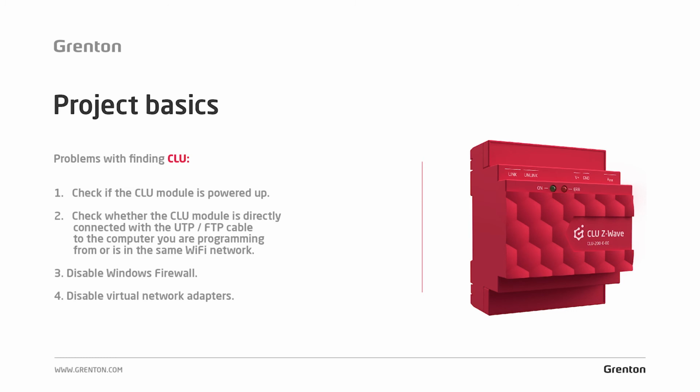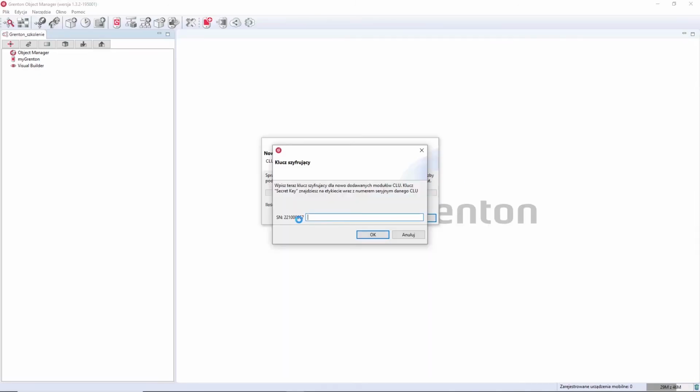Let's turn to the Object Manager now. As you can see, at this point, the Object Manager asked me to provide the encryption key. You cannot add a CLU module to the project for which you do not know the encryption. So there is no possibility that a neighbor from the next block will connect to the network, launch the CLU discovery function, and take control of the system. No. To be able to add, create configuration and configuration changes, you must have a current project key.